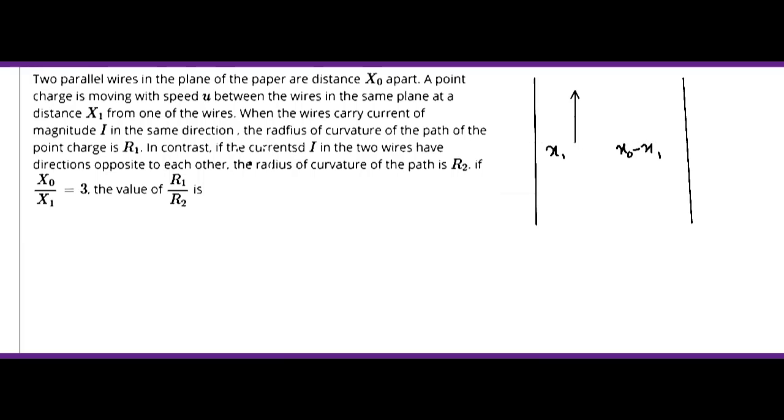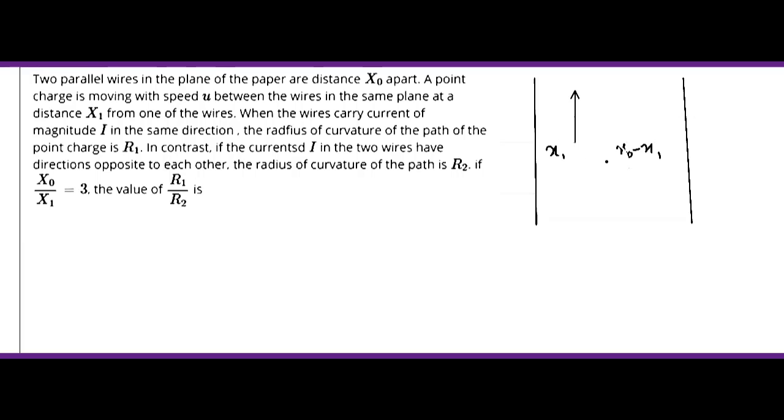Now what else is given? When the wires carry current of magnitude I in the same direction, the radius of curvature is r1. Now if the current directions in the two wires are different, that means opposite, the radius of curvature is r2. If x naught by x1 is 3, we need to find the value of r1 by r2. So in one situation the current is in the same direction, and in the other situation the current is in the opposite direction.